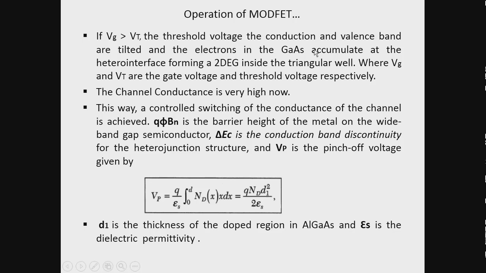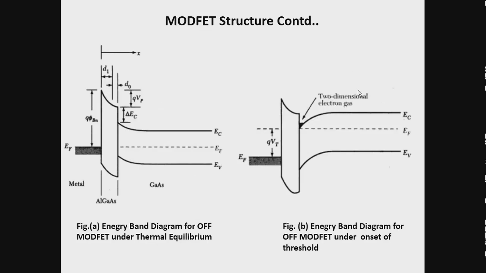Now the conduction and valence band are tilted and the electrons in the aluminum gallium arsenide accumulate at the hetero interface, forming a two-dimensional electron gas inside the triangular well. That is, if Vg is greater than the threshold voltage.